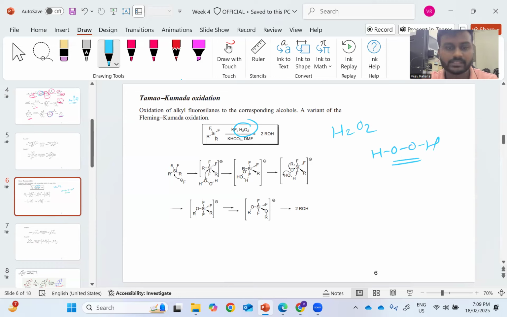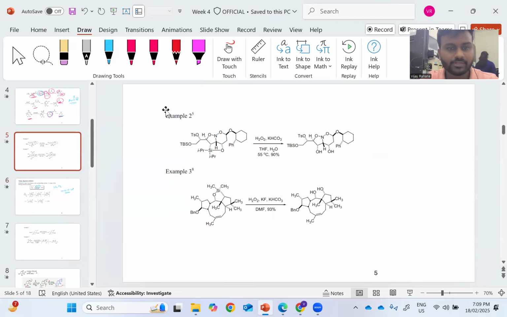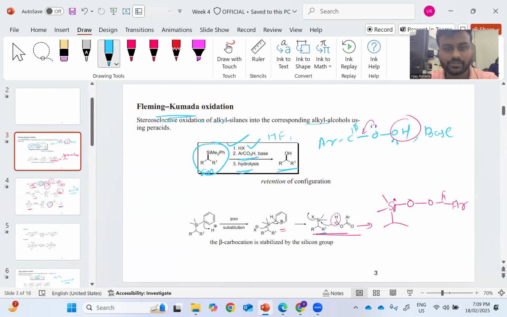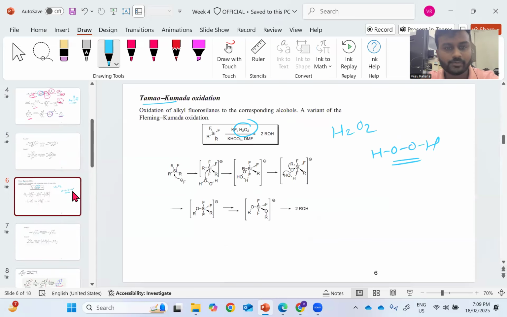So this linkage is common in this case, and this is the modification. A previous reaction that we have seen was the Fleming-Kumada oxidation reaction, which involves the starting HX plus peroxides, peracid, followed by the hydrolysis. And in this modification of the Fleming-Kumada oxidation, we use the oxidation of alkyl fluorosilane.